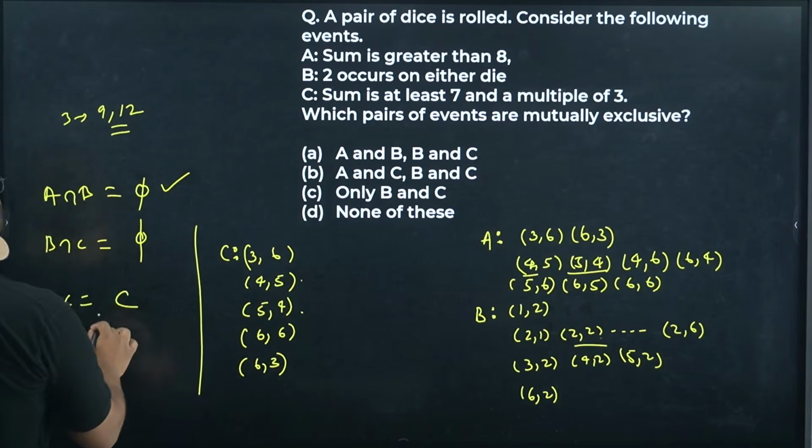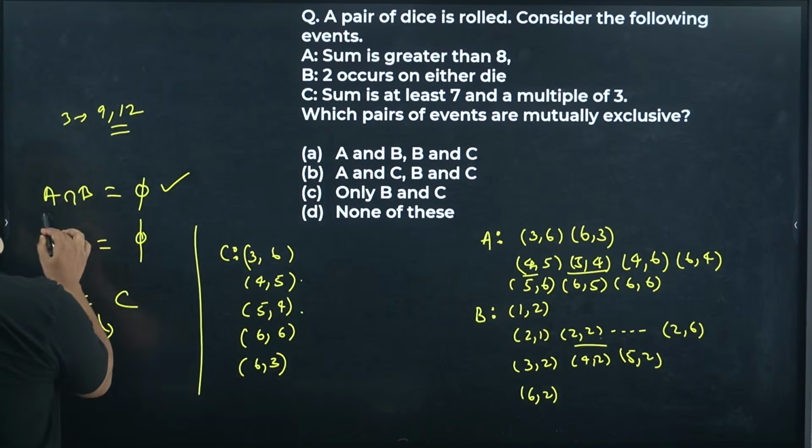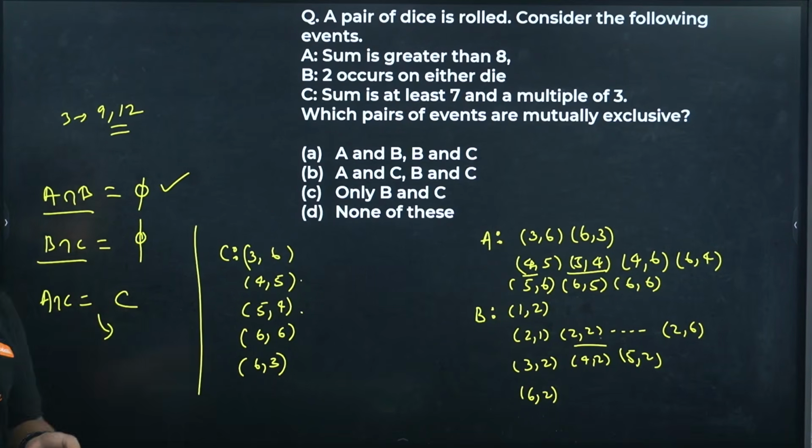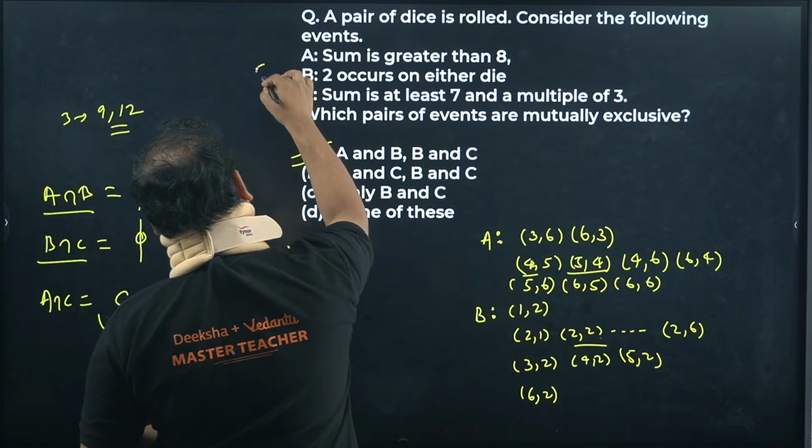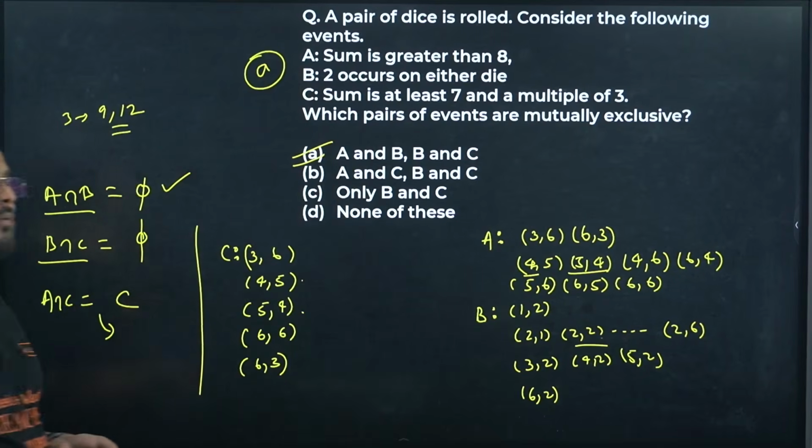So this is not going to be mutually exclusive. Only AB and BC are giving you null set or 0. So the answer is AB and BC. A is the answer. I hope it is clear, guys.